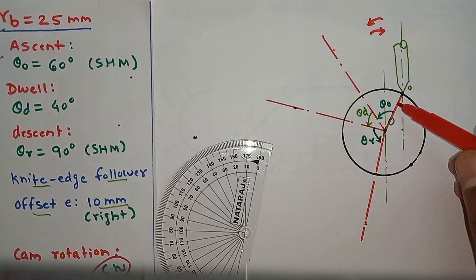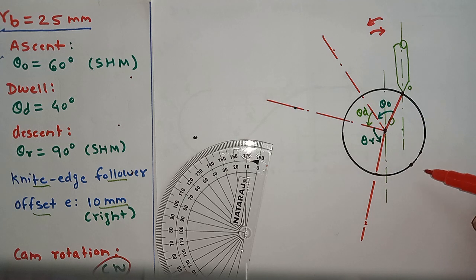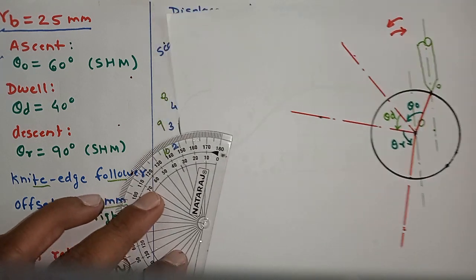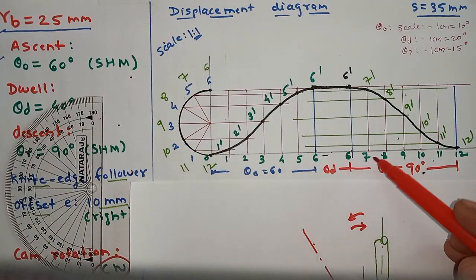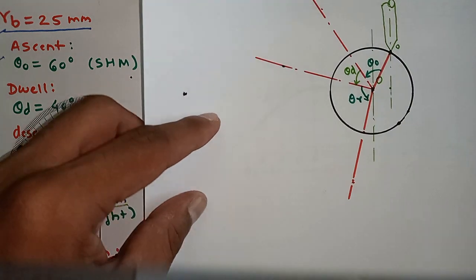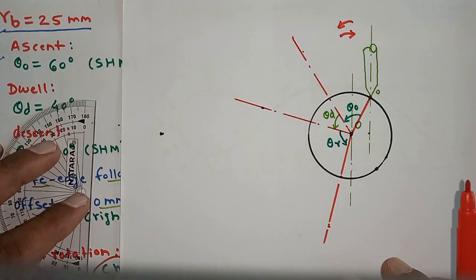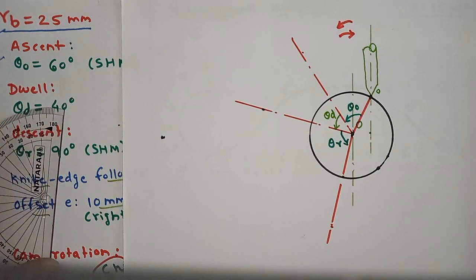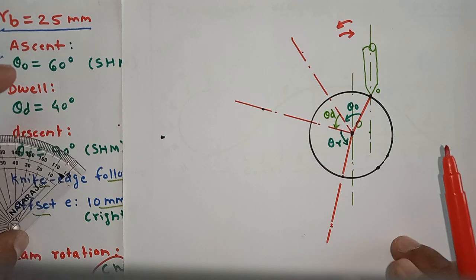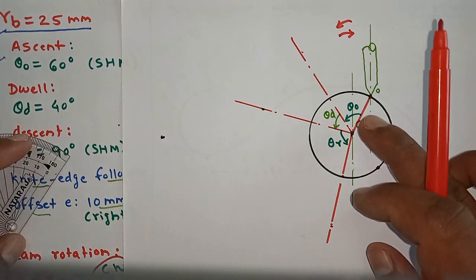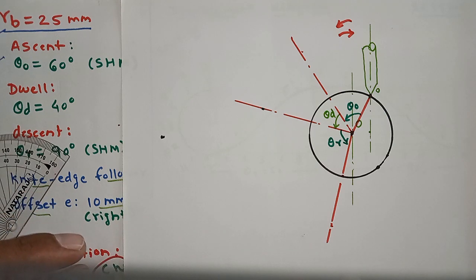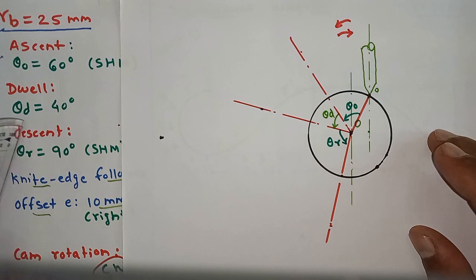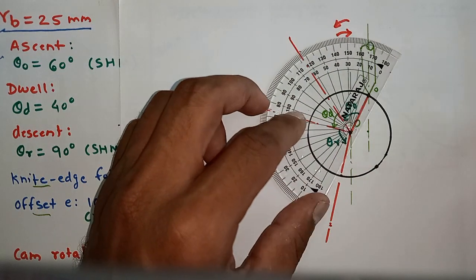Now what we will do is divide the outstroke angle and return stroke angle into the same number of parts as done in the displacement diagram. In the displacement diagram, we have divided outstroke and return stroke into 6 equal parts. So here we will divide the prime circle into the same number of parts. First angle is 60 degrees, so 60 divided by 6 equal parts. So each division will be of 10 degrees.